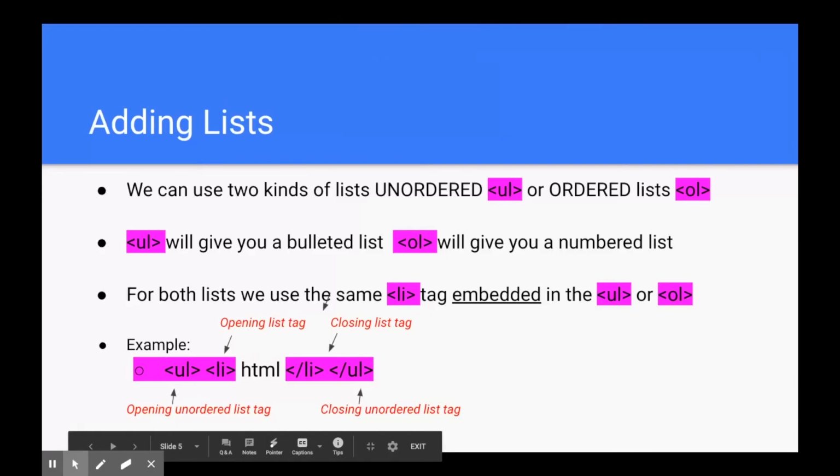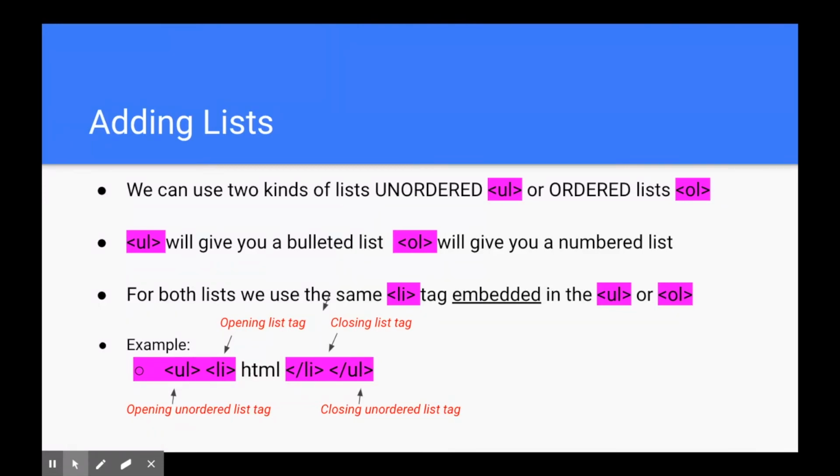We're now ready to introduce lists. There are two kinds of lists we can use in HTML. We can use an unordered list with the tag UL, or an ordered list with the tag OL. The difference between these two types of lists is quite simply, an unordered list will give you a bulleted list, and an ordered list will result in a numbered list. For both types of lists, however, you will embed a list tag in between your UL or OL. So it will look like this.